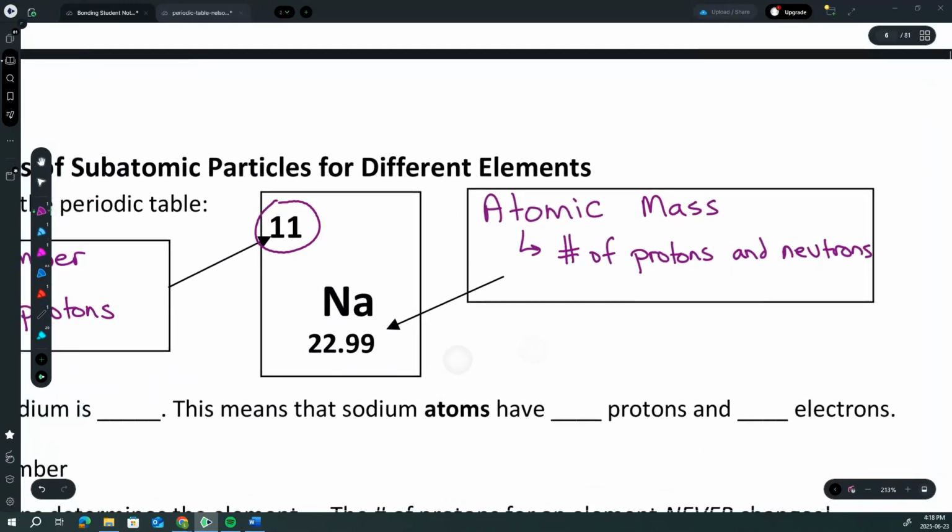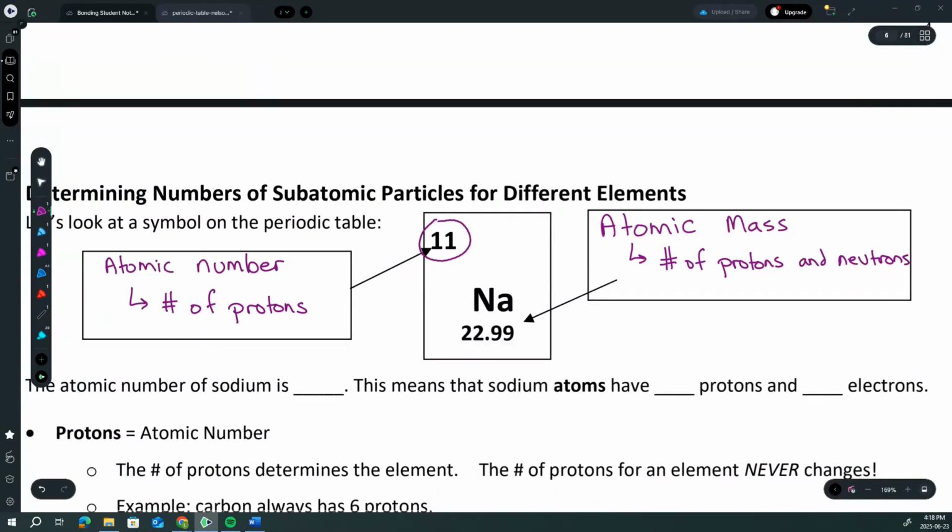Okay. So why is this useful? Essentially, as long as you know the atomic number and atomic mass, you'll be able to subtract the two in order to figure out the amount of neutrons for each atom of an element. Okay, so the reason this works out is because the atomic number represents how many protons. Okay, and if you subtract the amount of protons from the atomic mass, that's how you're getting the neutrons.